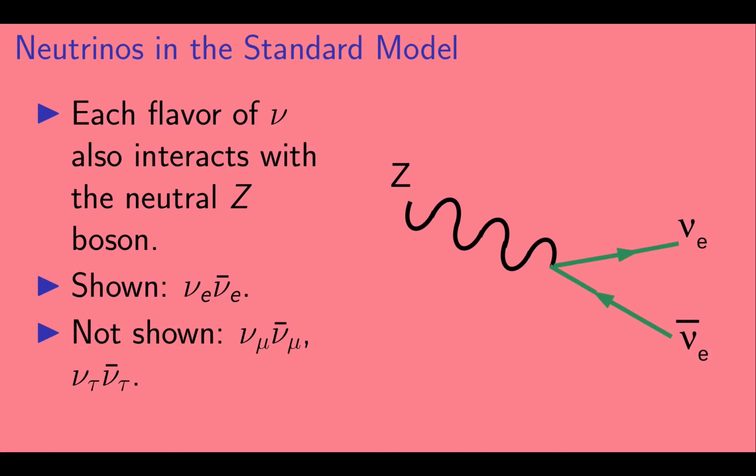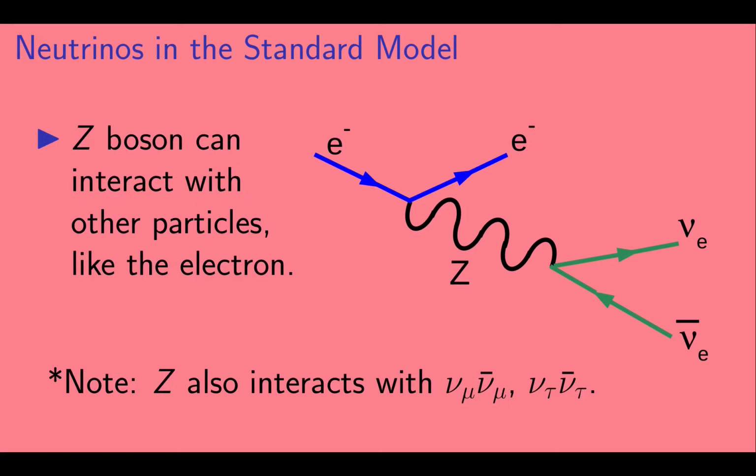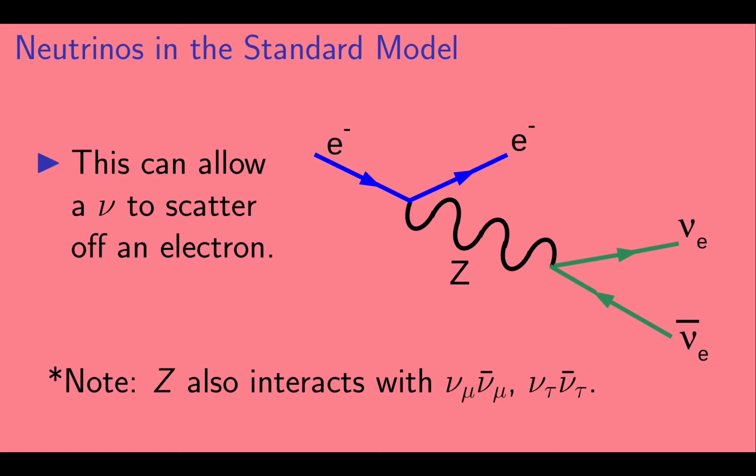Okay, next we also need to know that neutrinos can interact with the Z boson. Here we show a diagram that can represent a Z decaying into an electron neutrino and an electron antineutrino. It can also decay into a muon-flavored neutrino-antineutrino pair or a tau-flavored neutrino-antineutrino pair. Like the W, the Z can also interact with other particles, like the electron. This can allow a neutrino to scatter off of an electron.